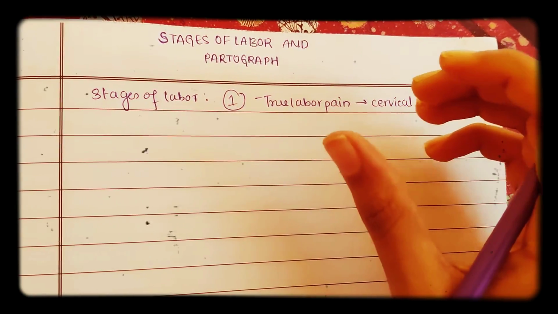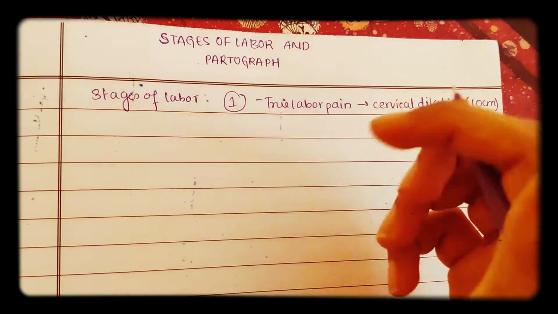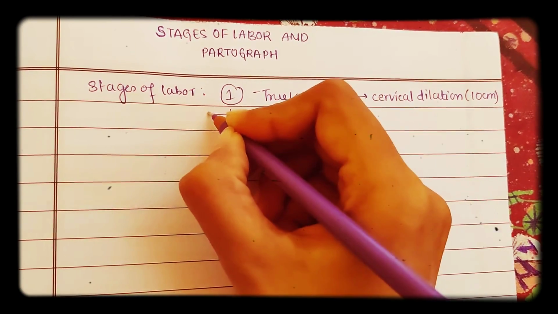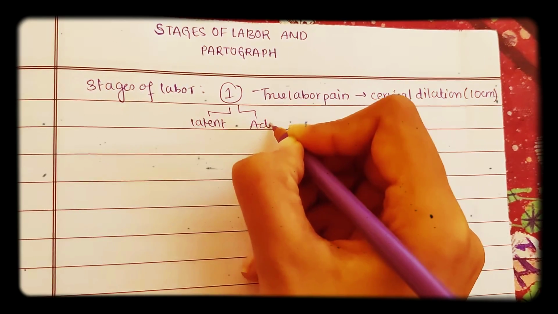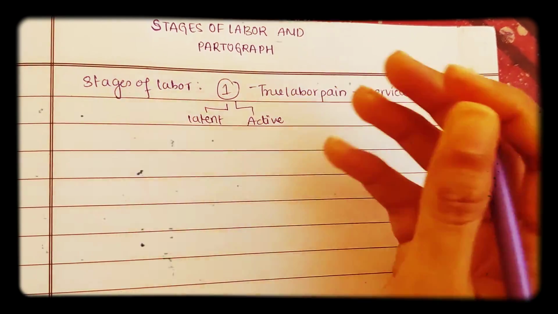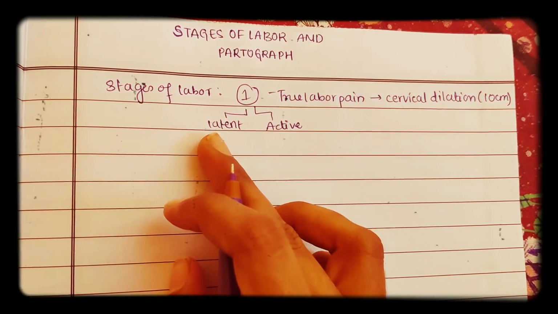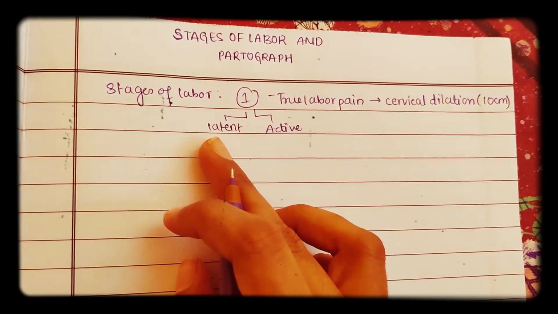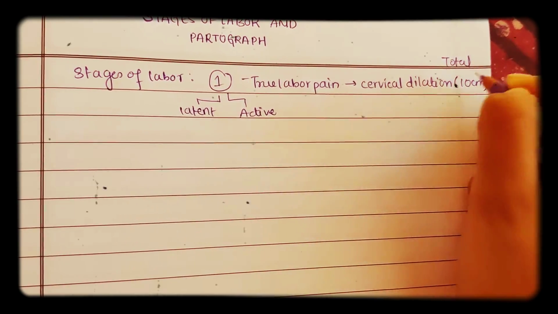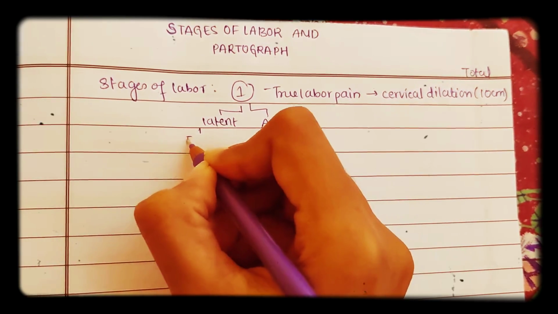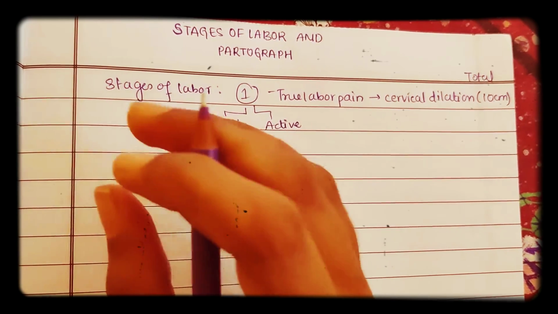Further, this first stage of labor is divided into latent phase and active phase. In the name itself you can see the first stage is divided into latent and active. Latent you can think of as a lazy phase, and the other is a very active phase, okay. First, the latent phase is from the start of true labor pain to 5 centimeters dilation. We said total dilation in the first stage is 10 centimeters, so in the latent phase the cervix will dilate till 5 centimeters.